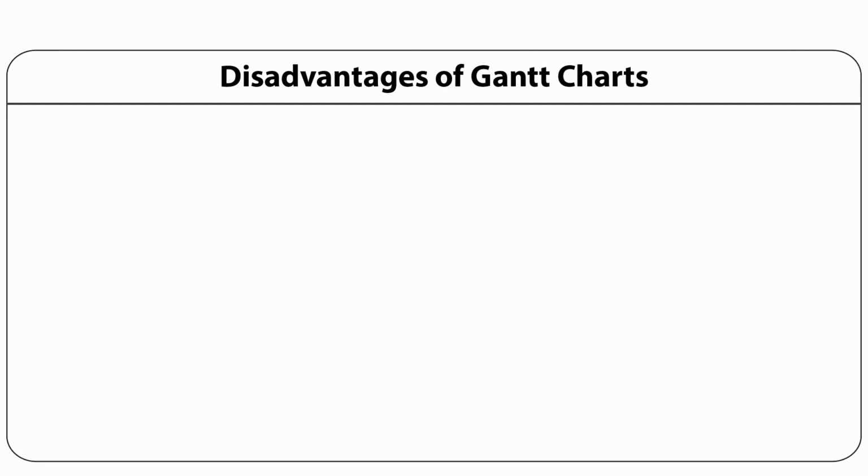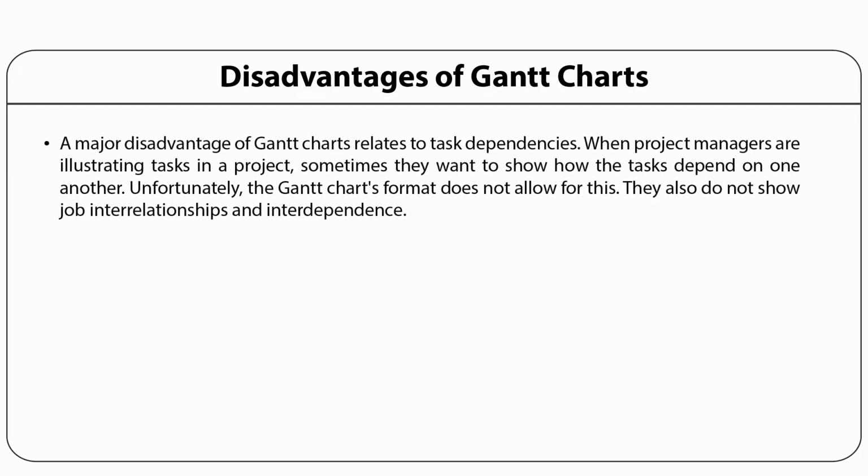We have already examined the advantages of Gantt charts. Let's take a look at some of the disadvantages of Gantt charts. Firstly, a major disadvantage of Gantt charts relates to task dependencies. When project managers are illustrating tasks in a project, sometimes they want to show how the tasks depend on one another. Unfortunately, the Gantt chart format does not allow for this. They also do not show job interrelationships and interdependence.